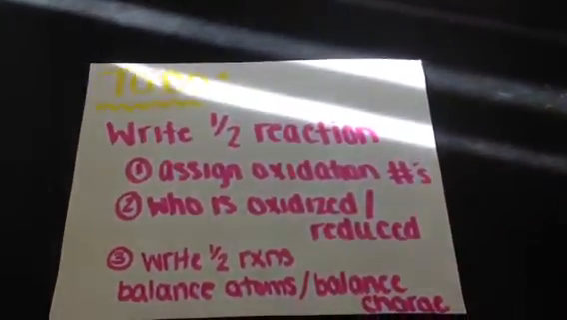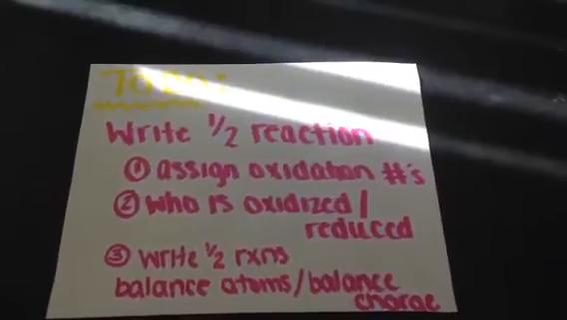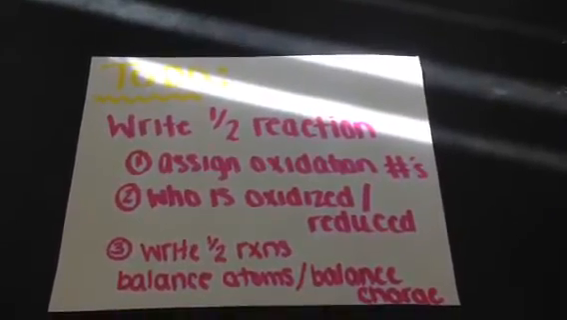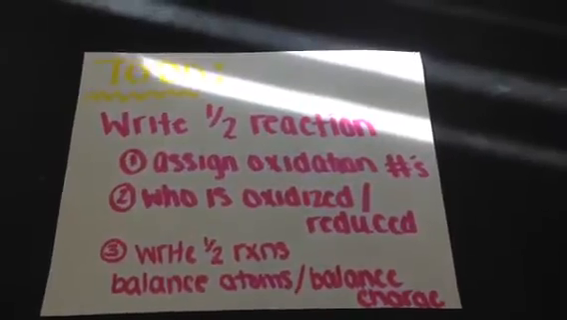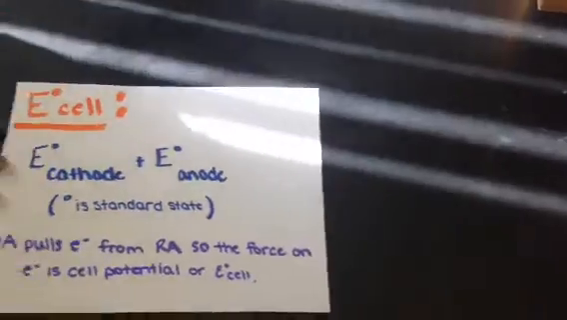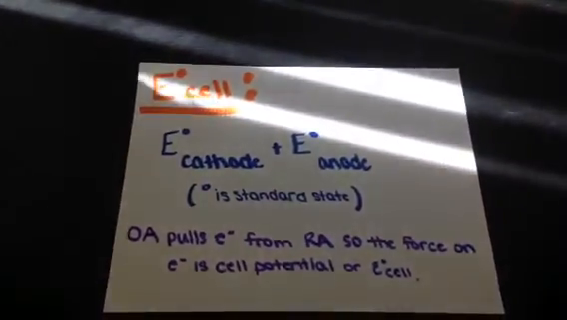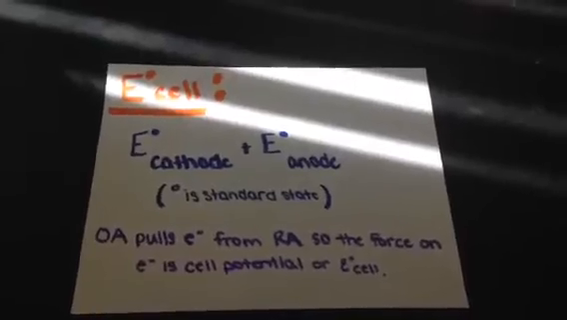So, this is what you do with writing half reactions. You assign oxidation numbers, you decide who is being oxidized and reduced, you write down the half reactions, and you balance the atoms and the charges of each equation. With the E cell, what you want to do is the cathode plus the anode.